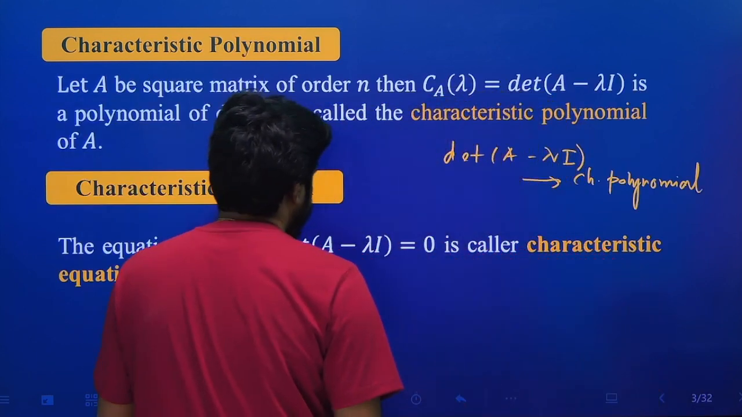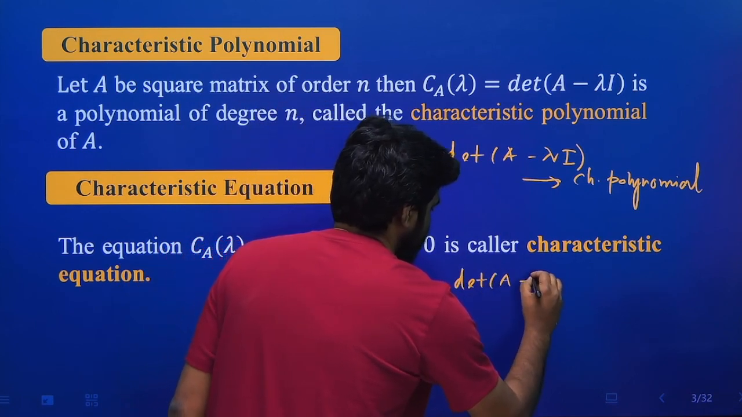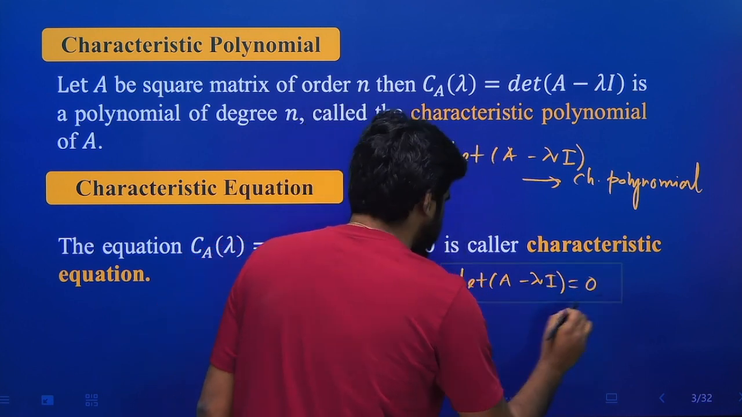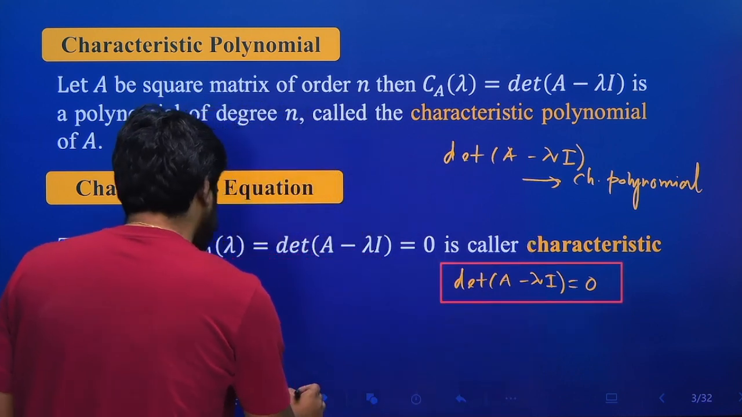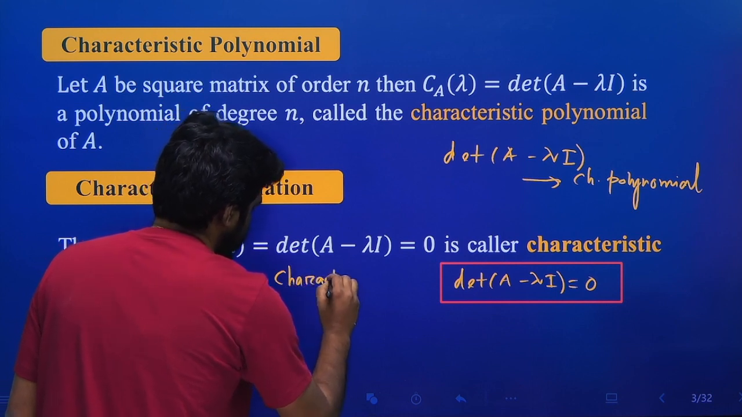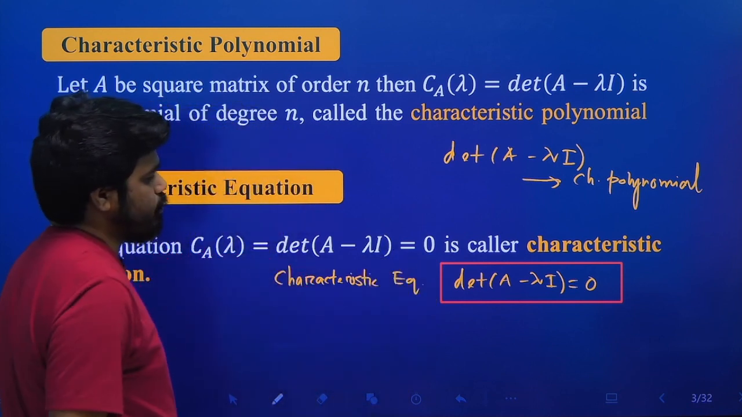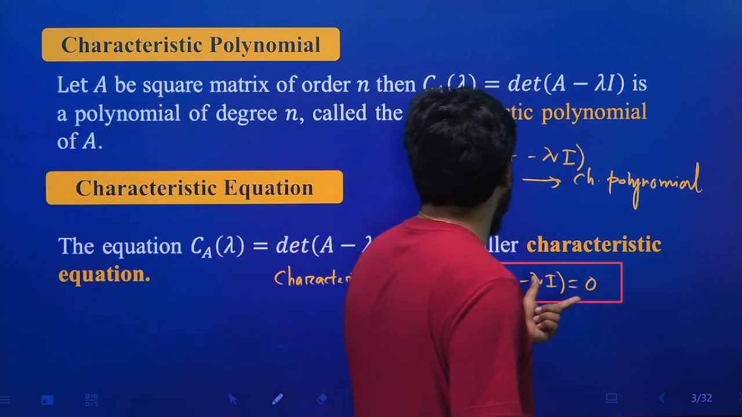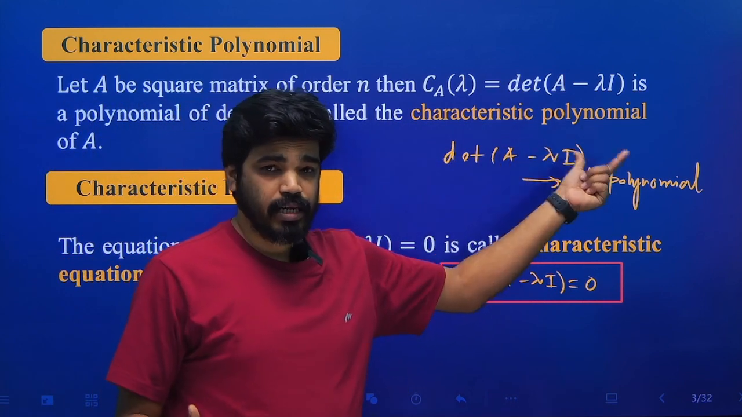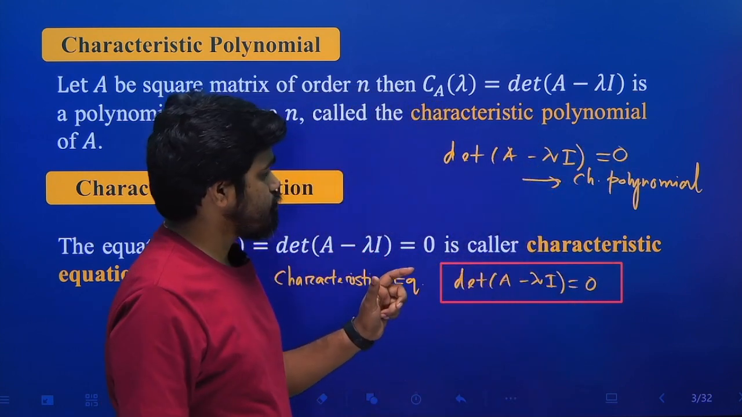So next, what is the characteristic equation? That is determinant of A minus lambda I equal to 0. This is called the characteristic equation. Getting my point? Determinant of A minus lambda I is the characteristic polynomial, and if this is equal to 0, then that is the characteristic equation, okay.